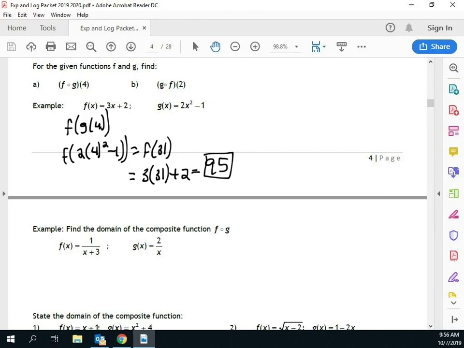So let's look at B. g of f of 2. Well, look at f of 2. What's 3 times 2? 6 plus 2 is? So we're actually looking at g of 8. Plug it in for x in the g equation. So what is 8 squared? 64 times 2. 128 minus 1.